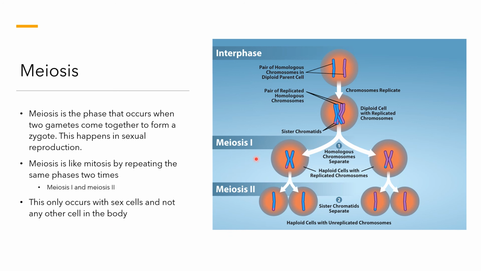So this is meiosis 1. You went from 1 cell to 2 cells, and then again, you're going to go through it again, prophase, prometaphase, metaphase, anaphase, telophase, cytokinesis, and from that one, you're going to make 2 more. So in total, you'll have 4 cells that are all different. They're not going to be identical. And this only occurs with sex cells and during sexual reproduction.